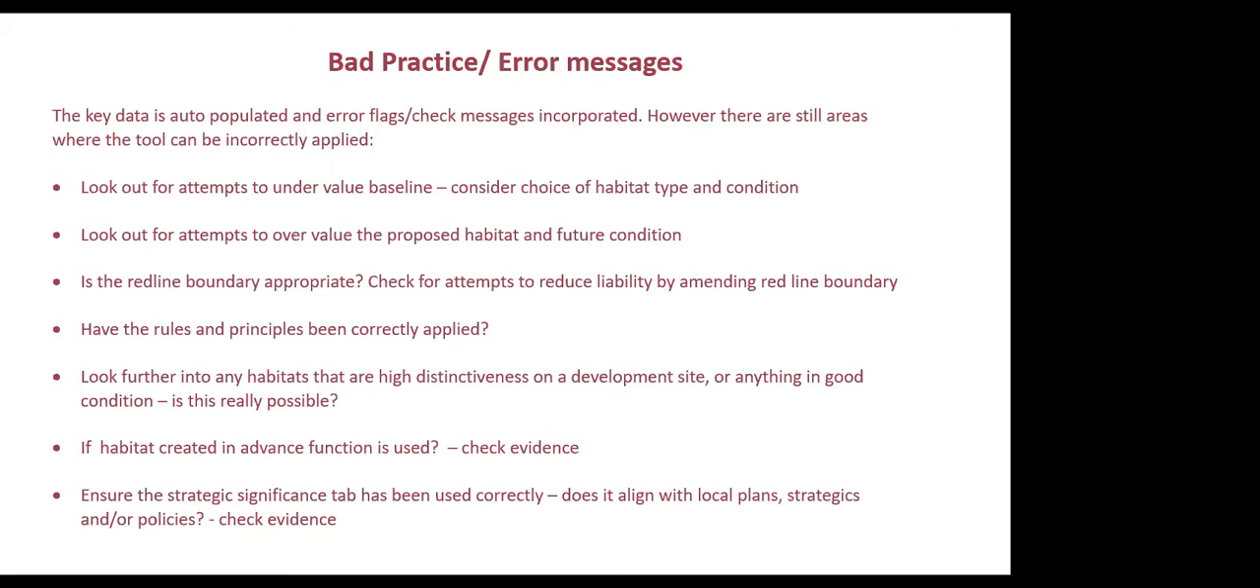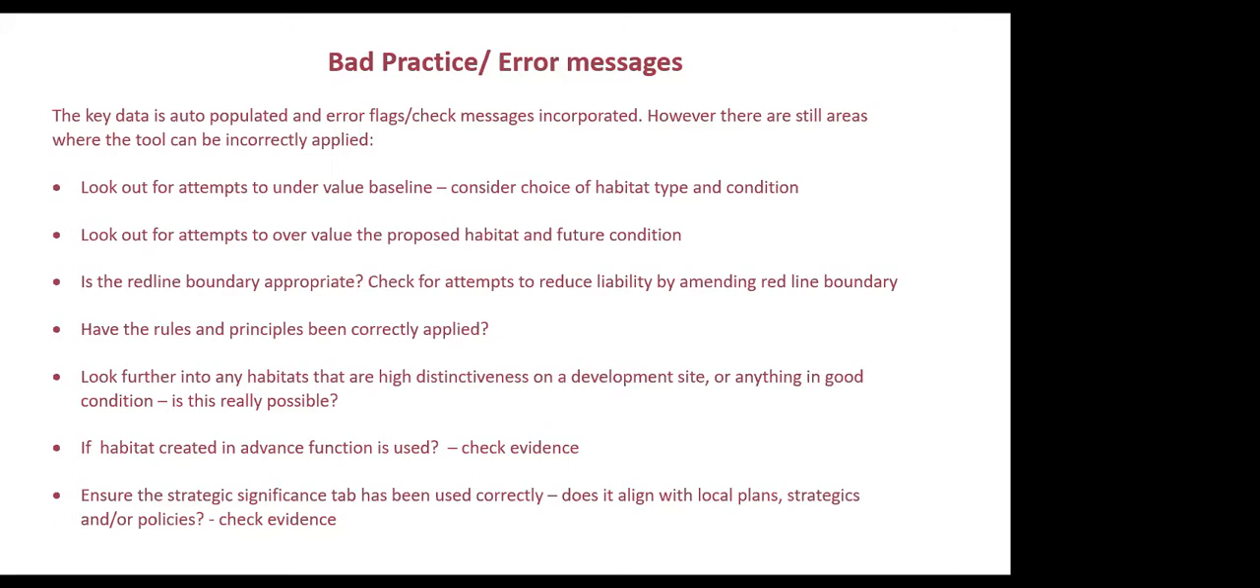Another thing that we're starting to get flagged is issues with the red line boundary and where that's being drawn, and look out for attempts to reduce the liability by amending the red line boundary to suit and cookie cutting out either important bits of habitat or rivers and streams that run through the site and so on. So again, cross-check that back with your own guidance around drawing red lines, and check that it suits the existing guidance, and the red line that's proposed is actually appropriate for the scheme.